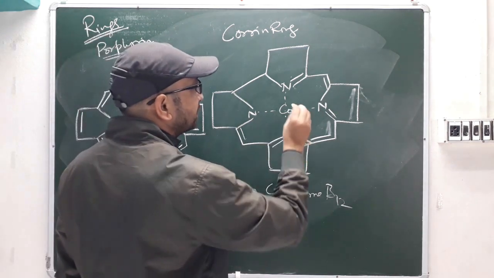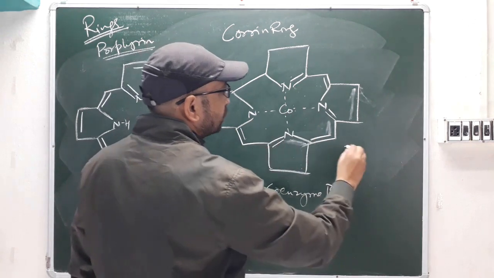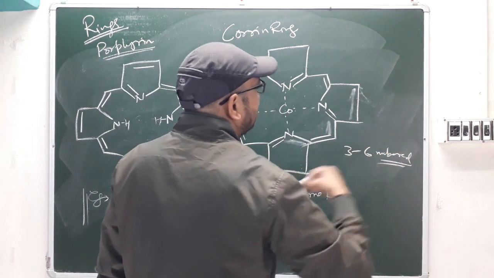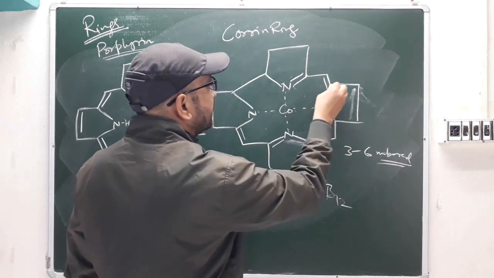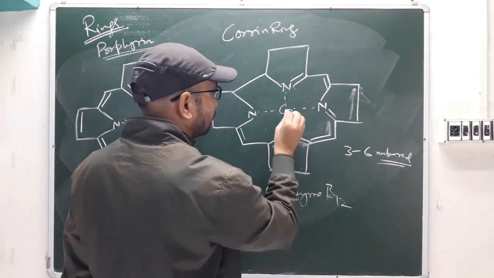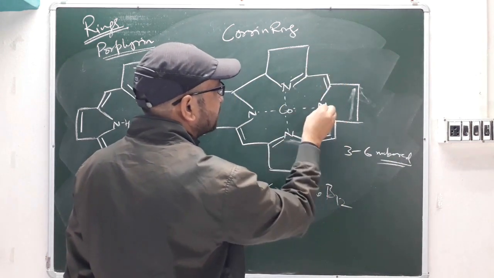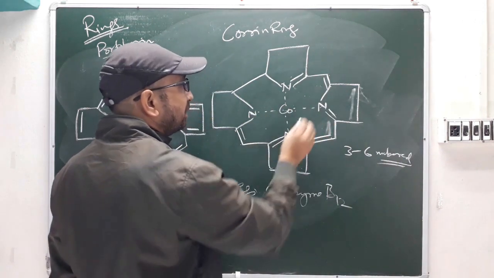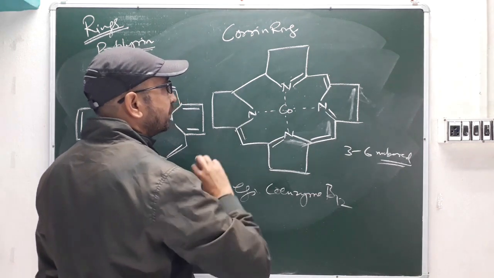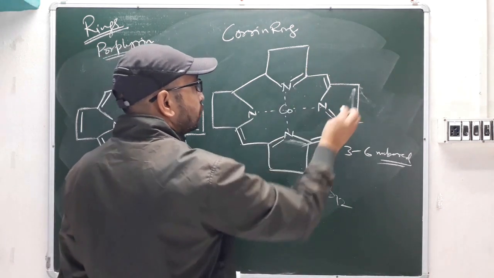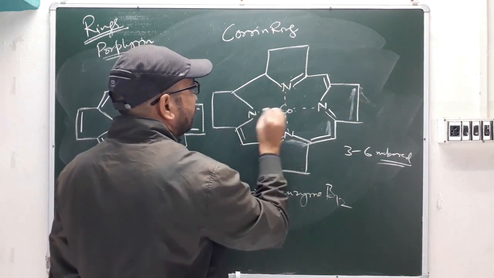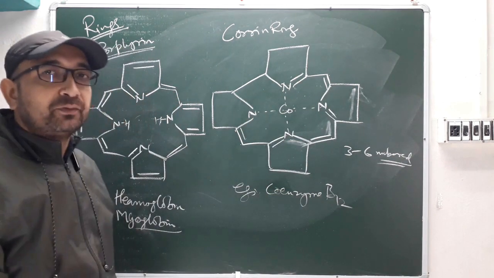porphyrin ring. So how many 6-membered are there? 1, 2, 3. So 3 6-membered rings. How? See, 1, 2, 3, 4, 5, 6. Here also 1, 2, 3, 4, 5, 6. Here also 1, 2, 3, 4, 5, 6. So total 3 6-membered rings. And how many 5-membered rings are there? 1, 2, 3, 4, and this one is 5, right? See, 1, 2, 3, 4, 5. So total 5 5-membered rings.